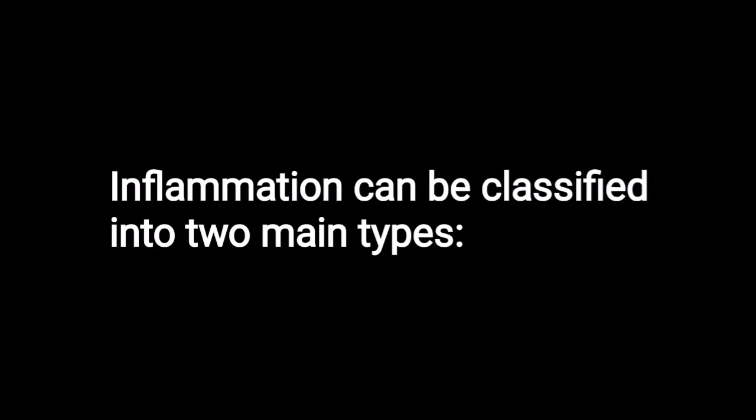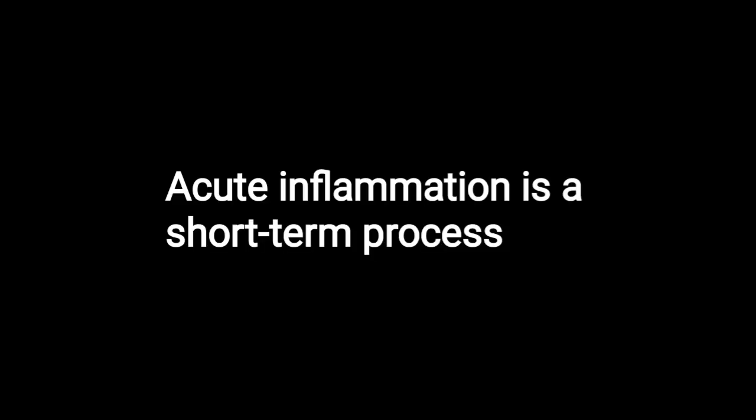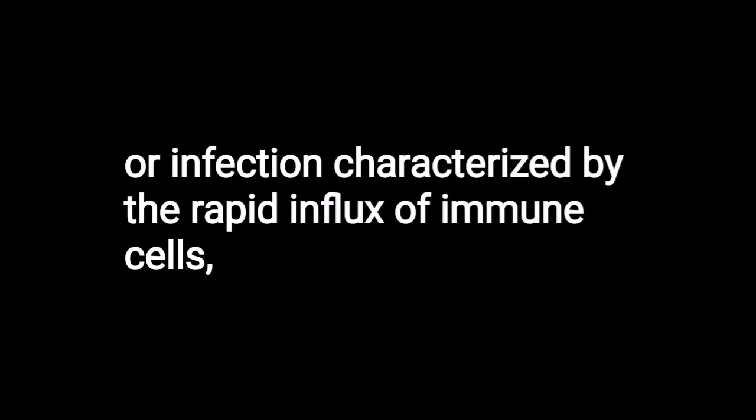Inflammation can be classified into two main types: acute and chronic. Acute inflammation is a short-term process that occurs in response to injury or infection, characterized by the rapid influx of immune cells, while chronic inflammation is a long-lasting response that can result from persistent infections or prolonged exposure to irritants.